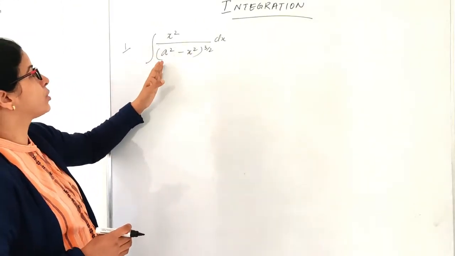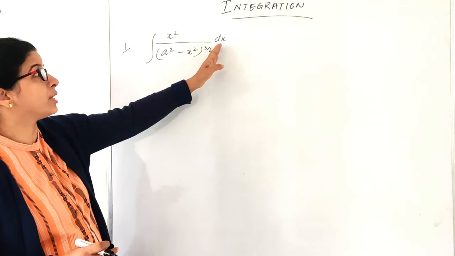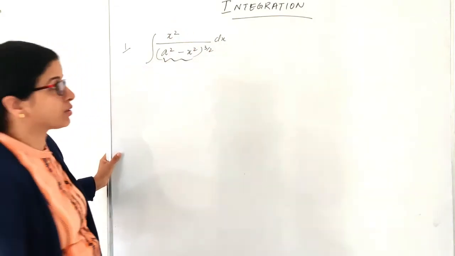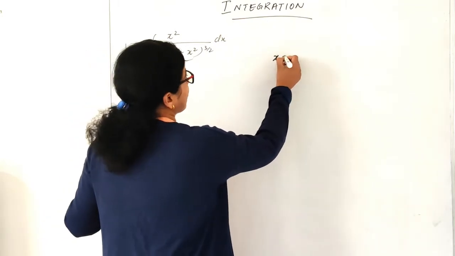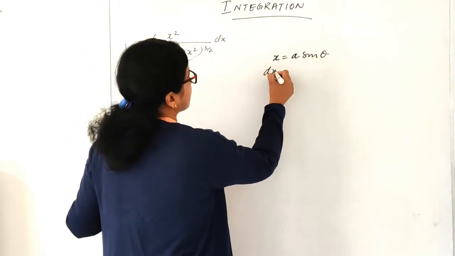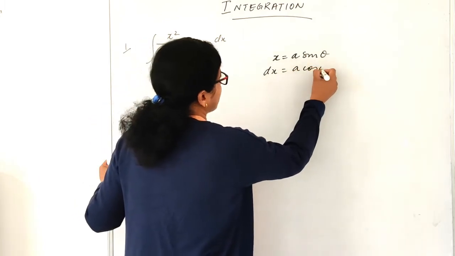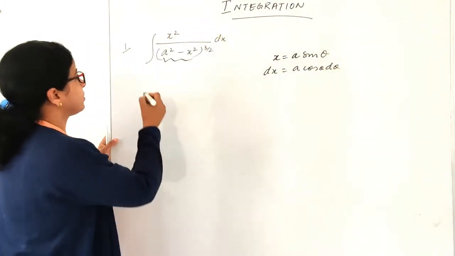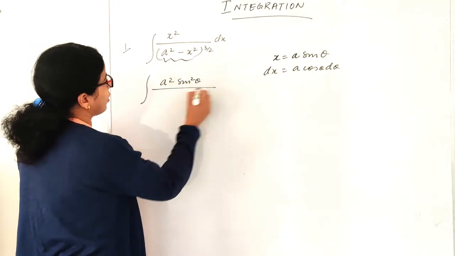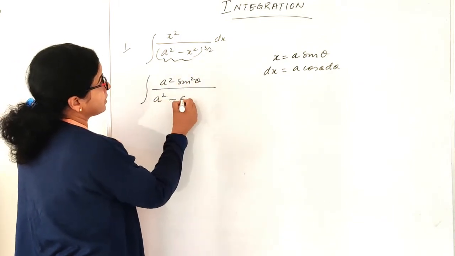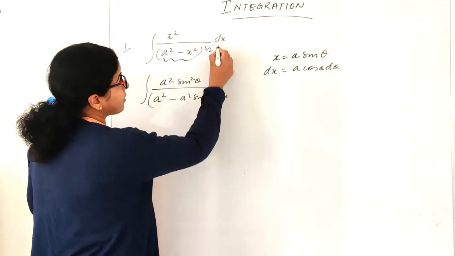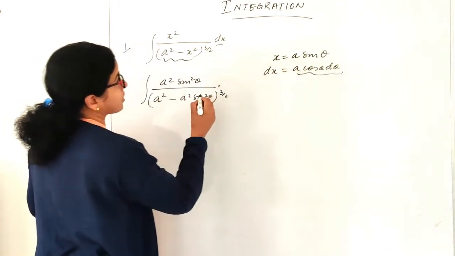Integration x square upon a square minus x square to the power 3 by 2 dx. Now check it out this. So it is written a square minus x square. So what we are going to let? We will let x is equal to a sine theta. So dx will become a cos theta d theta. Let us substitute that. It will become a square sine square theta upon a square minus a square sin square theta whole to the power 3 by 2. And what is the value of dx? It is a cos theta d theta.